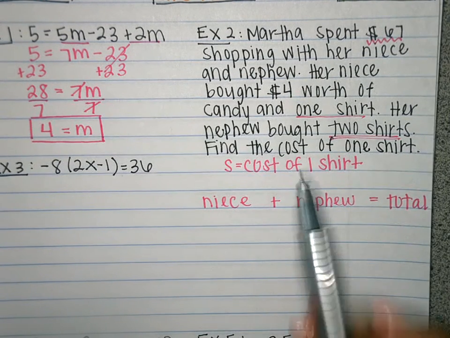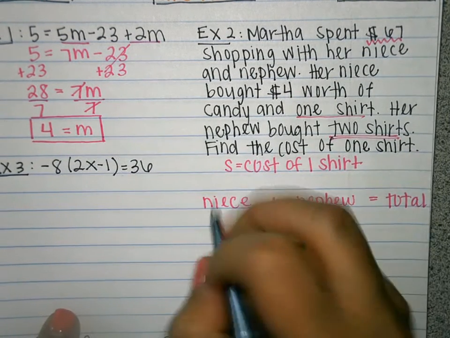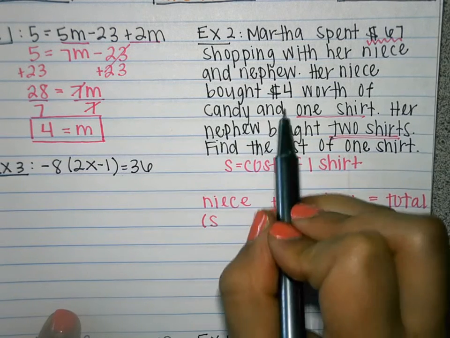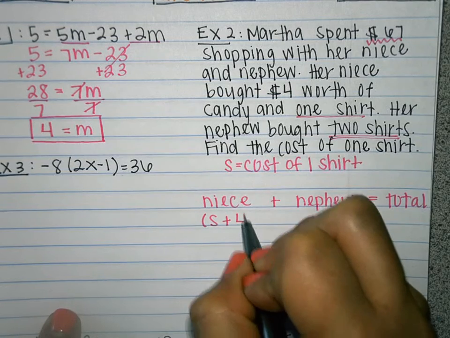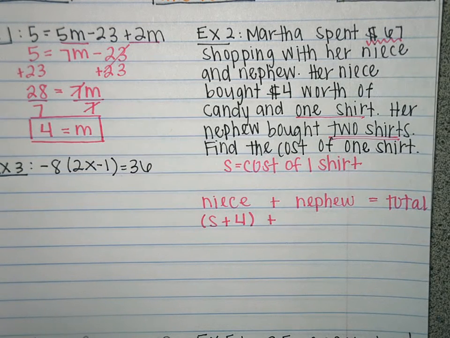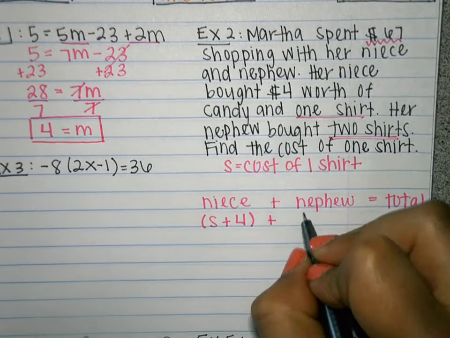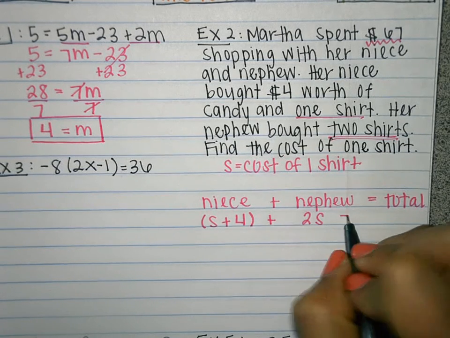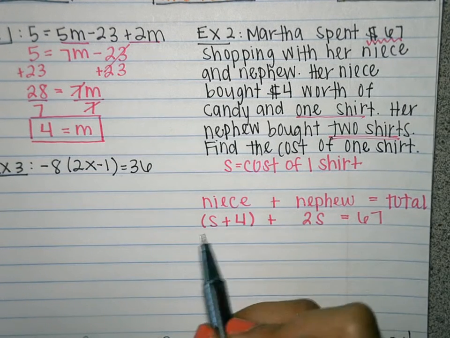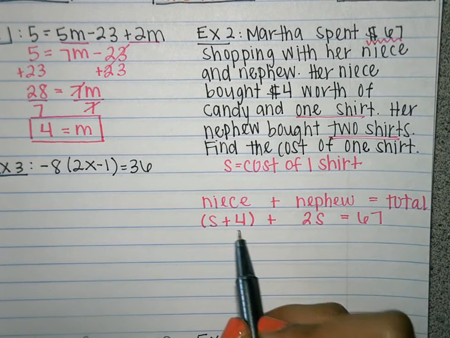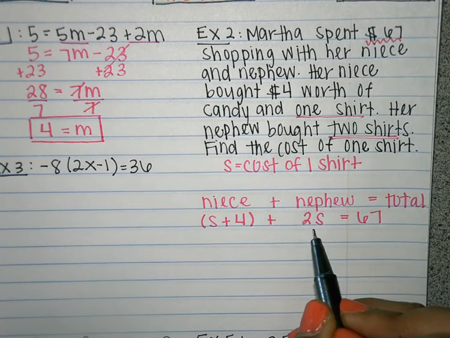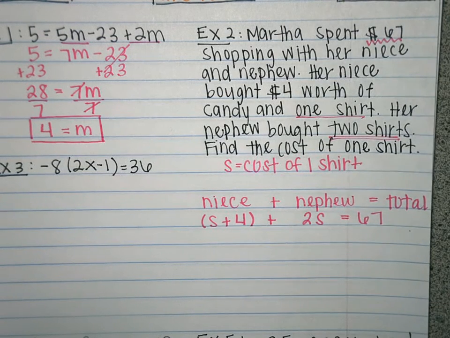So the problem says that the niece bought 1 shirt, so S, but then she also bought $4 worth of candy. So we're just going to do plus 4. Plus the nephew bought 2 shirts, so 2 times S. And we know that the total amount comes out to $67. So this is saying the cost of 1 shirt by the niece, plus the $4 in candy, plus the 2 shirts from the nephew should equal $67.